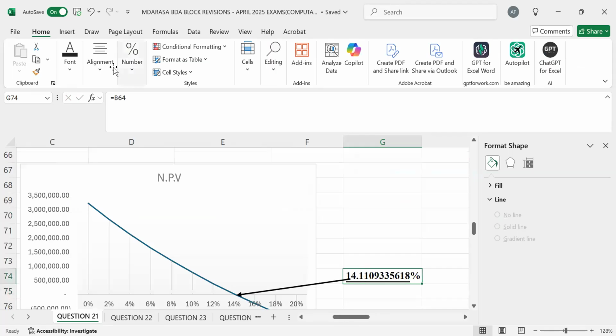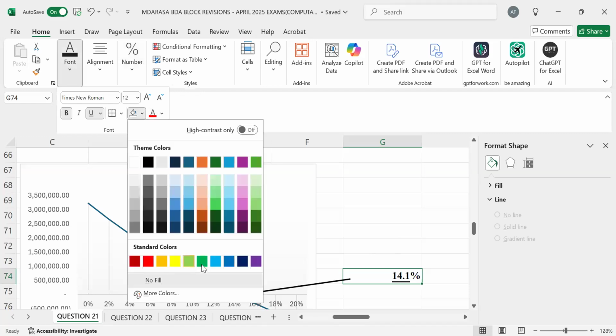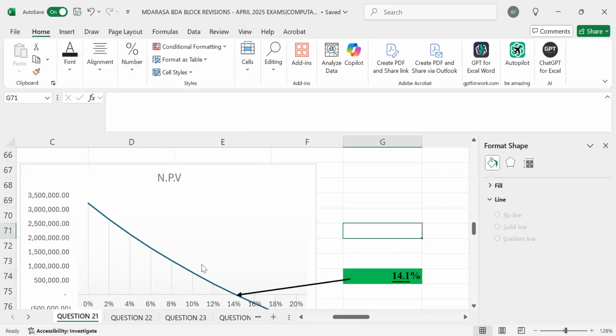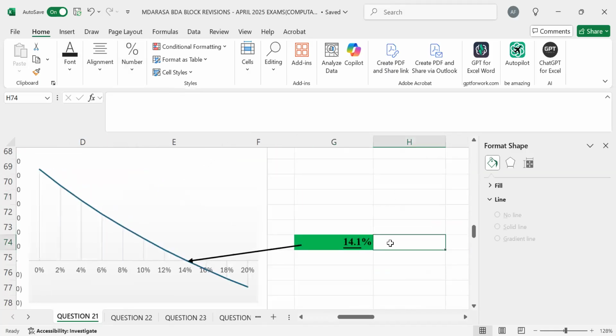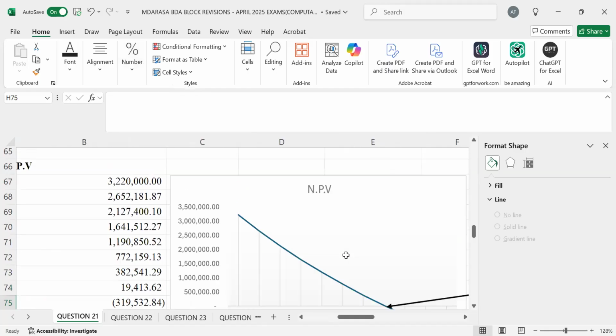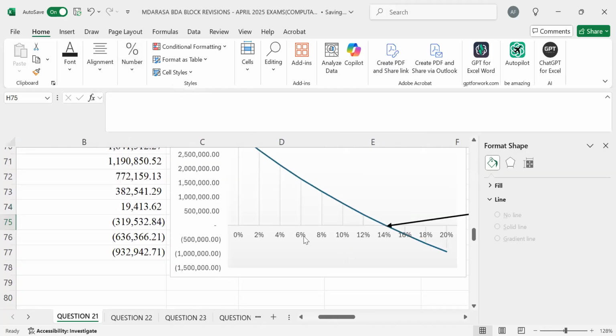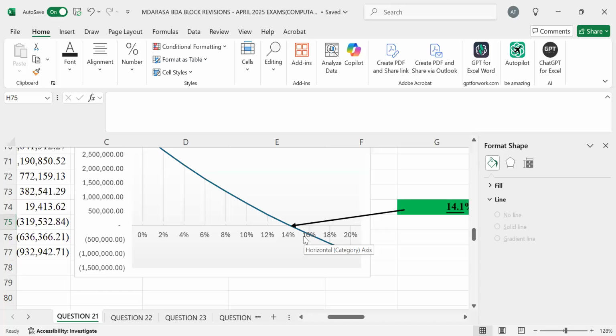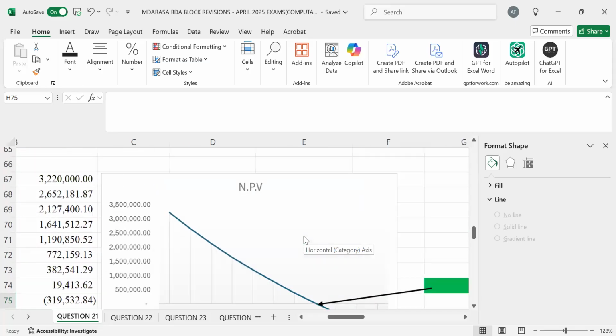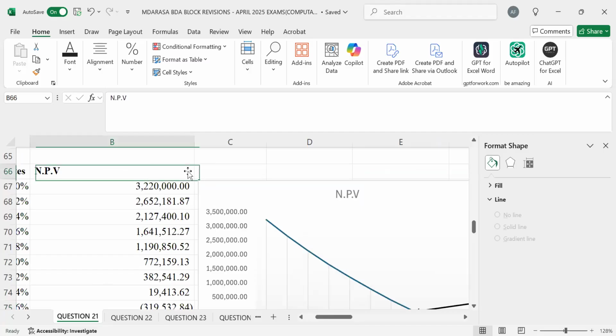Just have it there, right? 14.1%. And there you go. So it is very important to note that. What if we are dealing with such? So this is our IRR. That is our IRR. So that question wanted us to use that to show where our IRR will be. Any question on that? Where you feel Mwalimu should explain further?